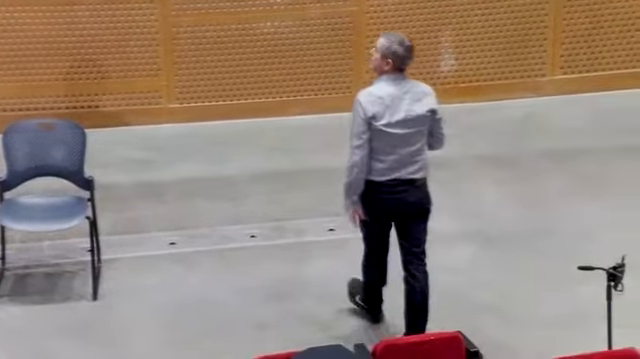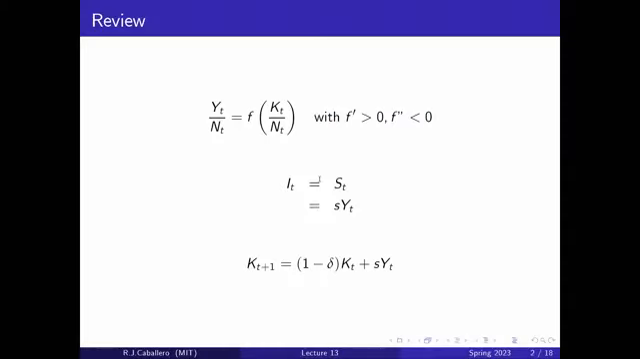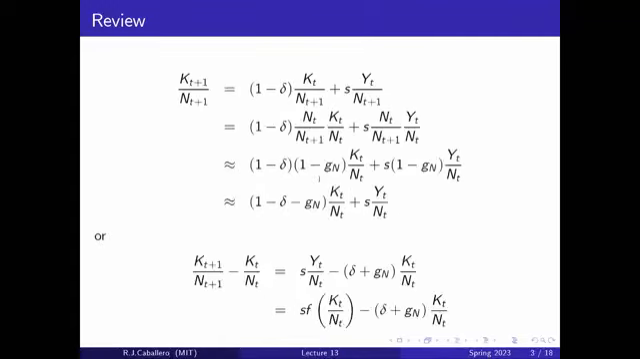The last thing I did, though, in the previous lecture was to say, okay, what if that's not the case? What if population is growing over time as well? How does our analysis change? And so I did this. I said, well, okay, let's start by dividing everything by N_{t+1}. So then we get capital per person at t plus 1.